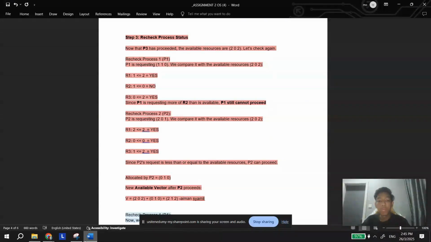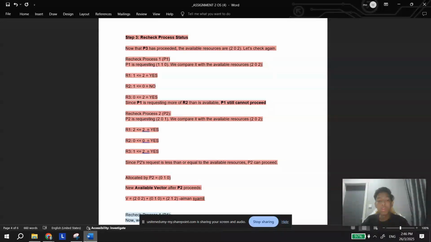For rechecking process 2, the P2 request is 201 and the available resource is 202. So let's compare each resource. For R1, 2 is less than or equal to 2, so that's okay. For R2, 0 is less than or equal to 0, so that's also okay. For R3, 1 is less than or equal to 2, and that's okay. Since all requested resources are available, P2 can now proceed.